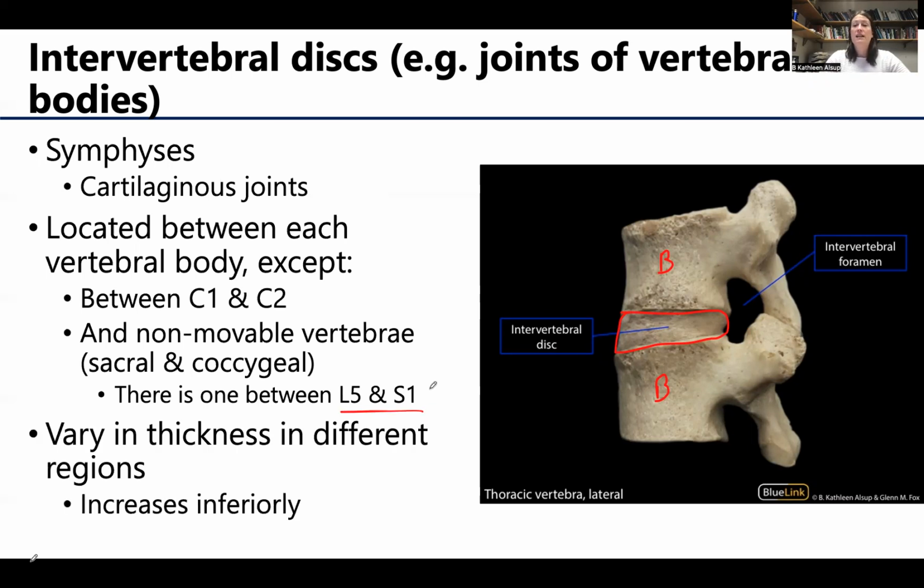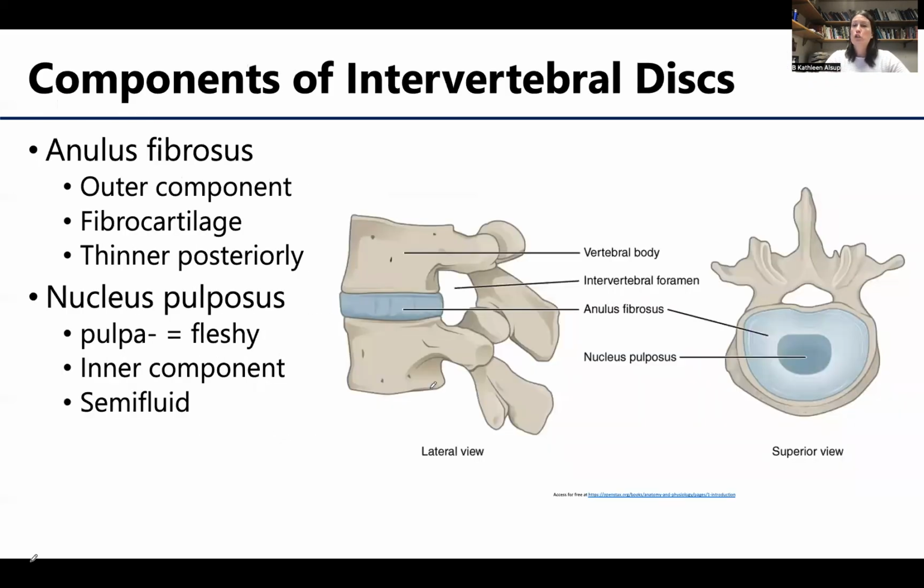The intervertebral discs can vary considerably in terms of thickness. And obviously, as you would imagine, they will increase in thickness the more inferior you go. So the lumbar vertebrae have fairly thick intervertebral discs. There are two major components of an intervertebral disc. As any outer layer would be, the annulus fibrosus is going to be the more protective layer. This is composed of fibrocartilage. And so if you're looking at just say a lateral view, if you're not looking at an internal view, you would only be seeing the annulus fibrosus. It is going to be thinner posteriorly, and that will be important in just a moment. So keep that in mind.